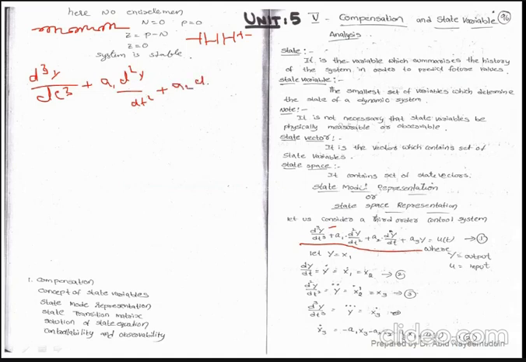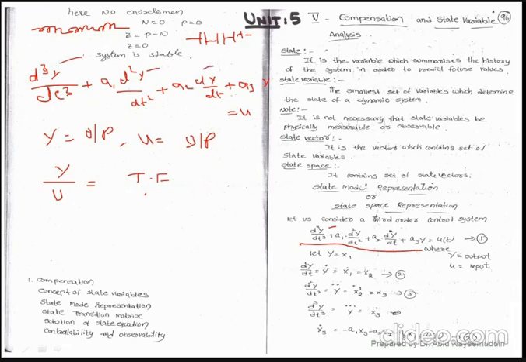d power 3 y by dt 3 plus a1 into d square y by dt square plus a2 into dy by dt plus a3 into y is equal to u, where y means output and u means input. So the ratio of y by u will give you the transfer function. But in addition to that, I need the information of each and every variable, that is y dash, y double dash, y triple dash, like this.